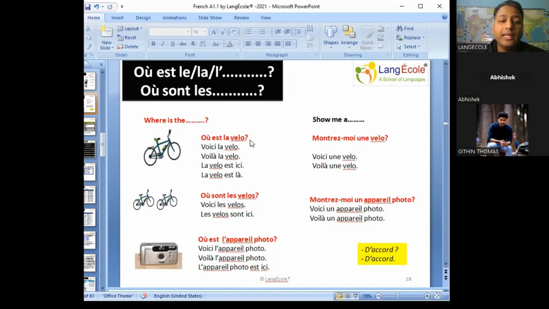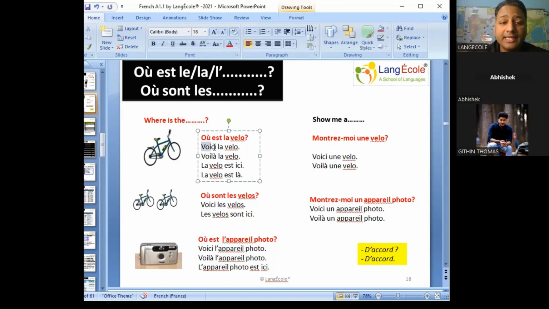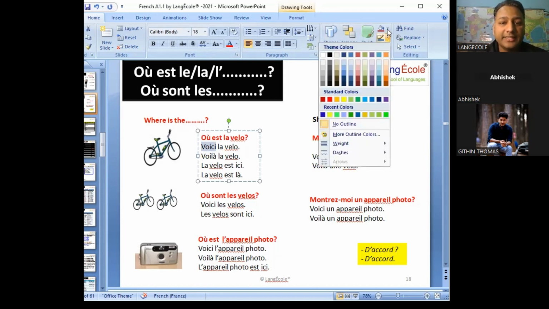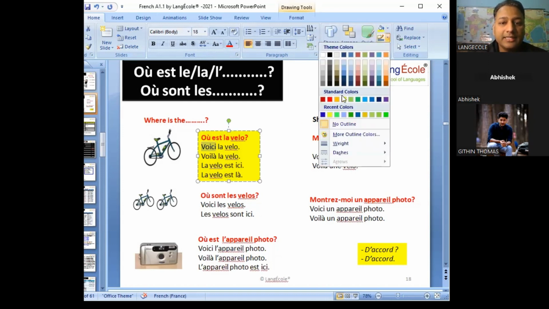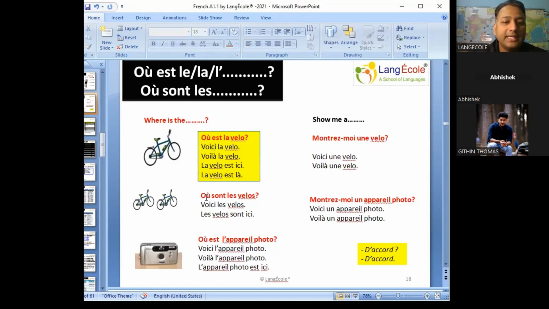And then, où est le vélo? Where is the bike? As of now, you don't know lots of vocabulary, so I'm just putting a phrase. Voici and voilà. Voici means here it is, and voilà means there it is. Here it is, and there it is. Voici and voilà.